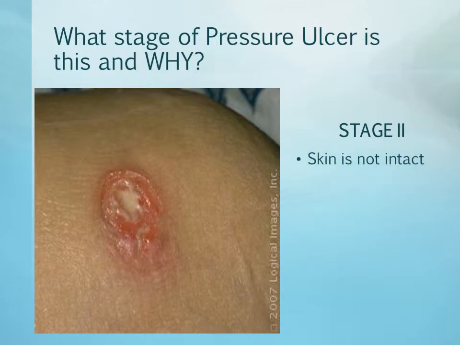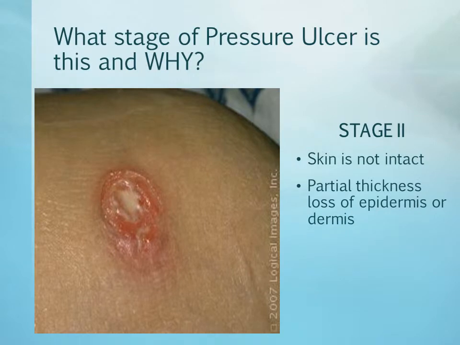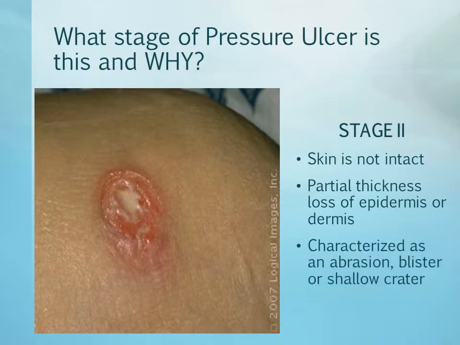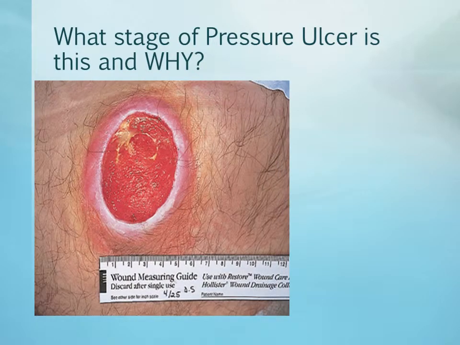Because the skin is not intact, there is partial thickness loss of the epidermis or dermis, and it is characterized as an abrasion, a blister, or shallow crater. What stage of pressure ulcer is this one and why?